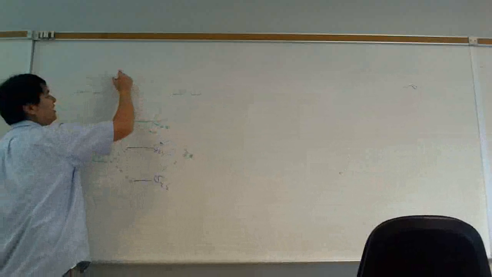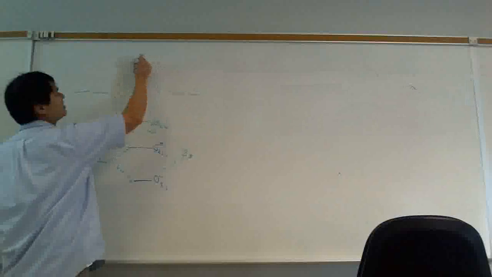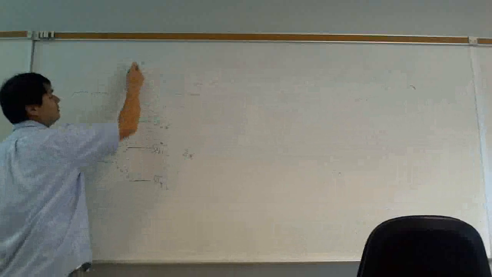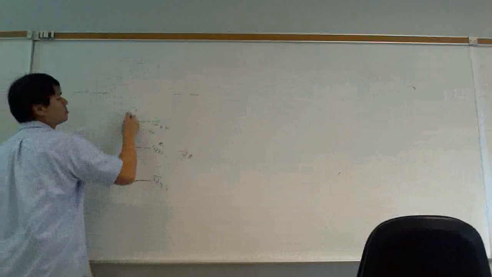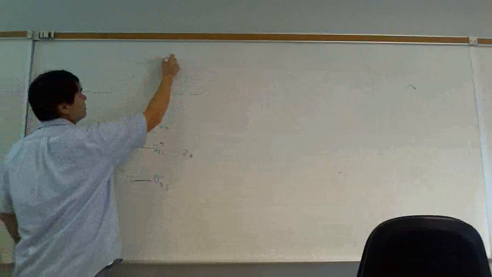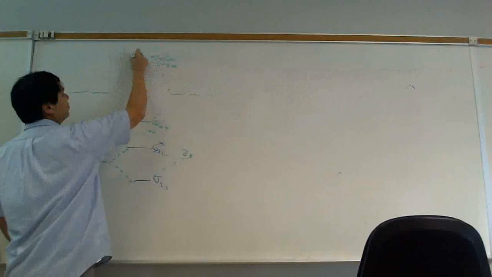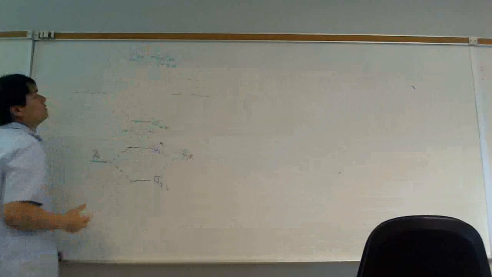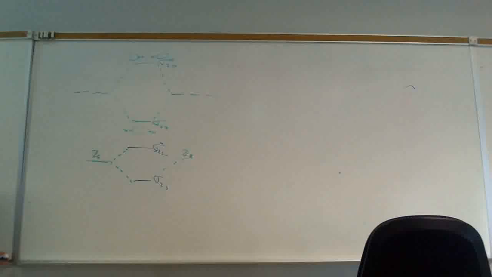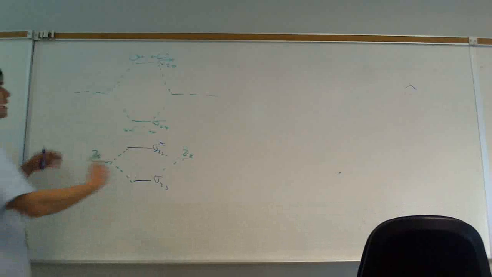And then the sigma star 2p, which will bump up in energy the same amount as the drop in energy. So this is sigma star 2p, which is going to look like this, with a node down the middle here. Node. That's when the 2p orbitals come head on each other.